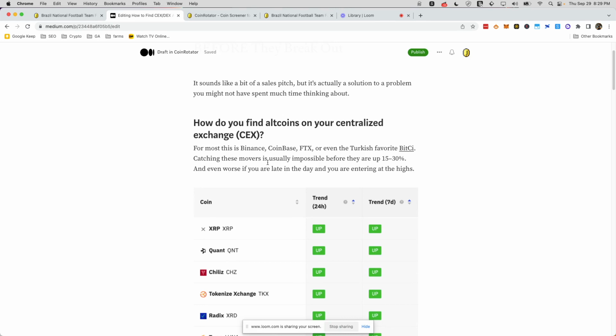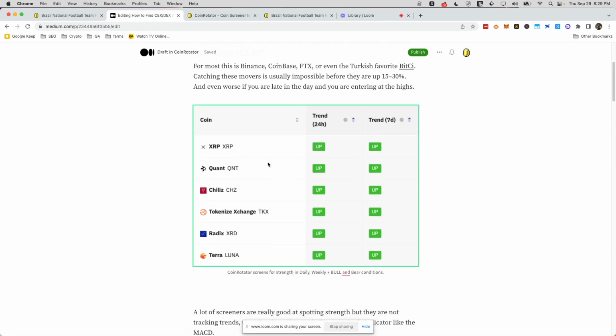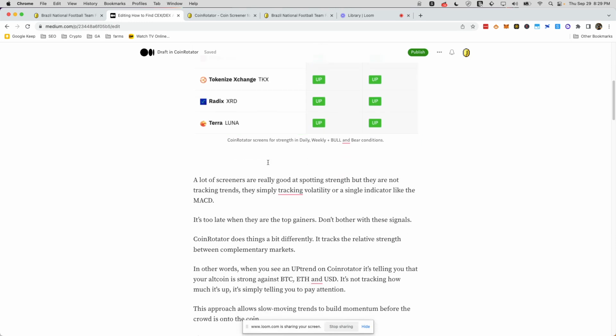Well, most of the time, what you find is coins that are already up 15, 30%, and they're on the homepage or they're in your app alerting you. And that's always quite sexy and it's great to see and imagine how much you could have made. But if the coin's already up 15, 30% in a day, especially in a bear market like this, it's very unlikely that it will continue up in a straight line, and you're probably going to end up down on the day or even on the week. So it's better to find another way to screen for coins before they break out.